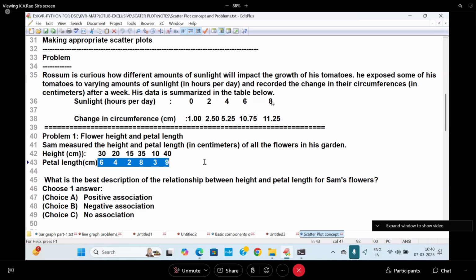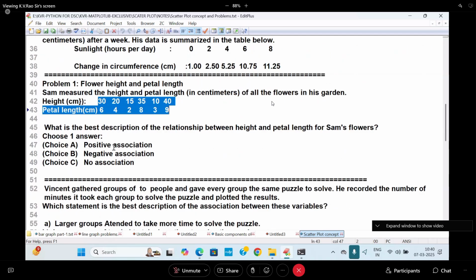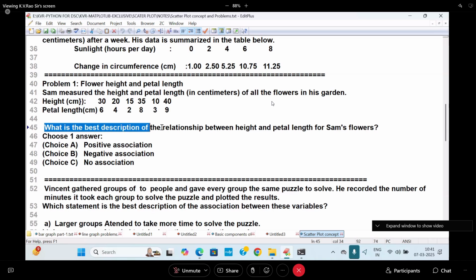So if I put the scatter plot, you will understand clearly. This is random data that is given. If I put the scatter plot, you can understand whether it's a positive correlation or negative correlation or something. Just one description is given. What is the best description of the relation between the height and petal length of the sunflower? They are saying the answer is 1. What is the correlation? So arrange this into ascending order.